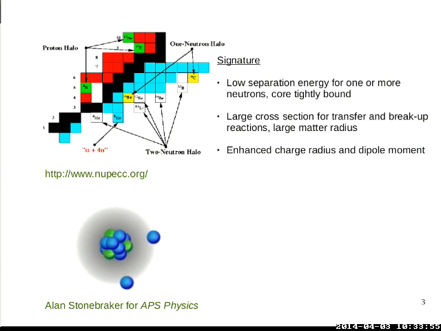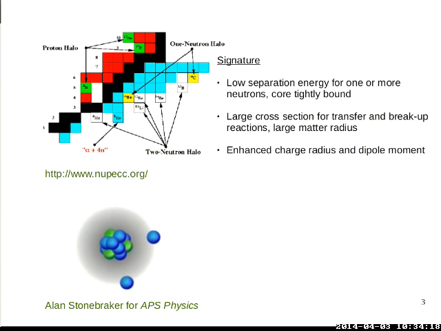Now, since these halo neutrons cause a shift between the center of charge and the center of mass, they have enhanced charge radii and dipole moments. You can think of it as motion of the core around the center of mass of the nucleus. So that's why it's interesting to look at electric properties of these nuclei.